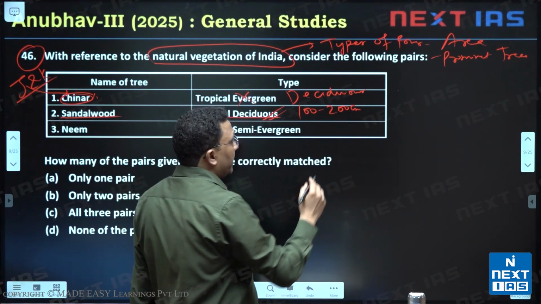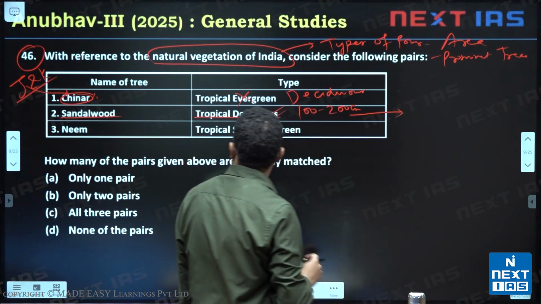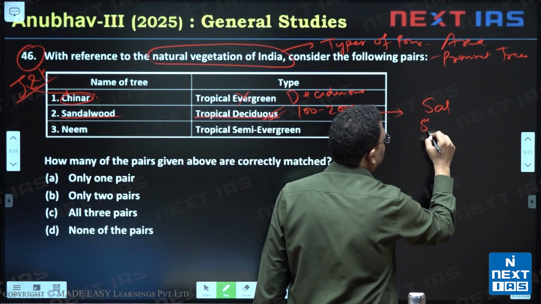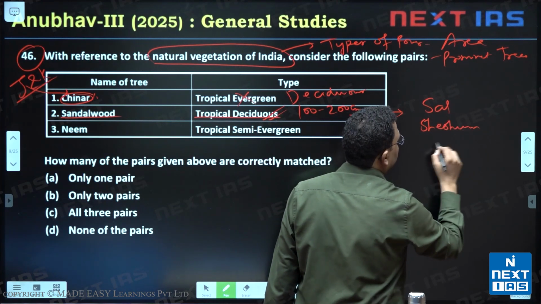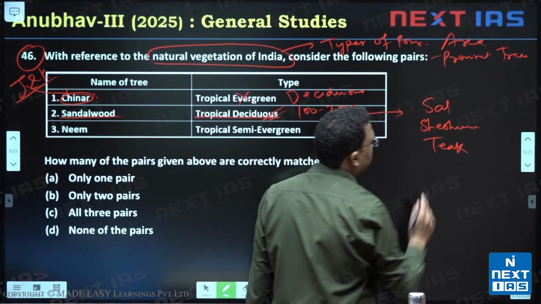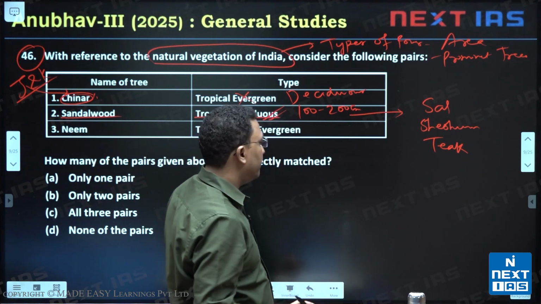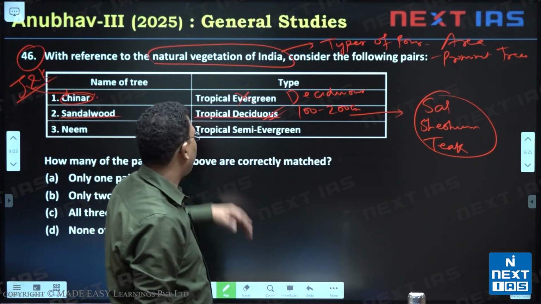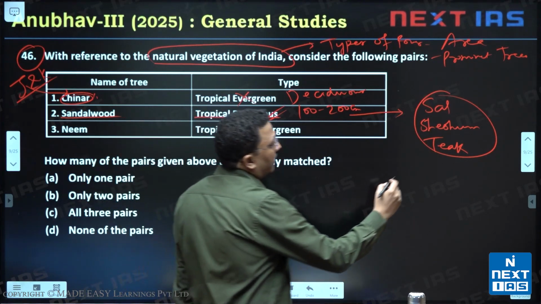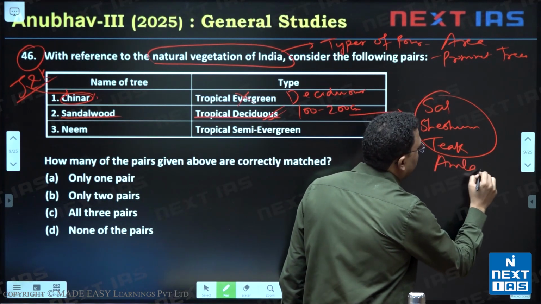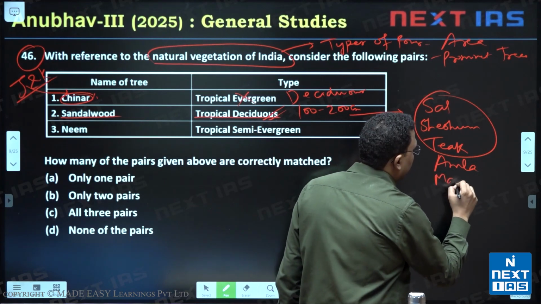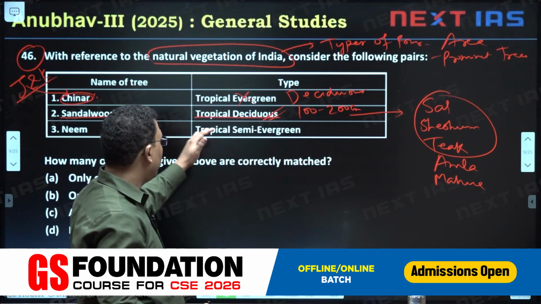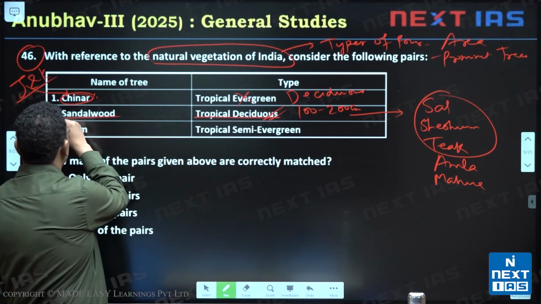And some of the prominent trees that are found in tropical deciduous forest are sal, sesame, teak, right? Sandalwood is there. Then there are some other trees that are found in this tropical deciduous forest like amla. Amla is also a tropical deciduous type of tree. Then mahua, etc., right? So you should know some of the prominent trees that are found in each type of forest. So this one is correctly matched.